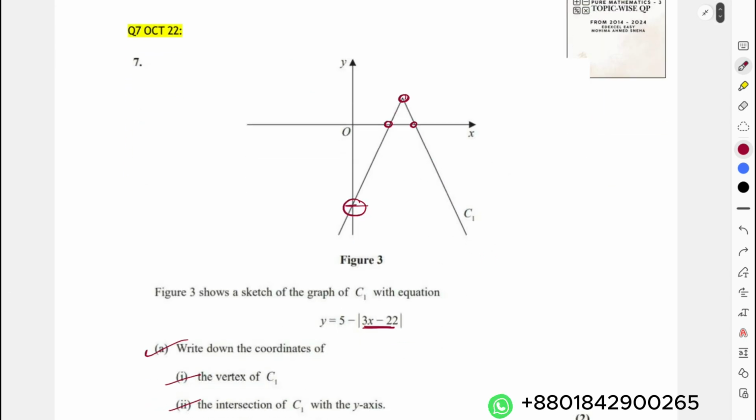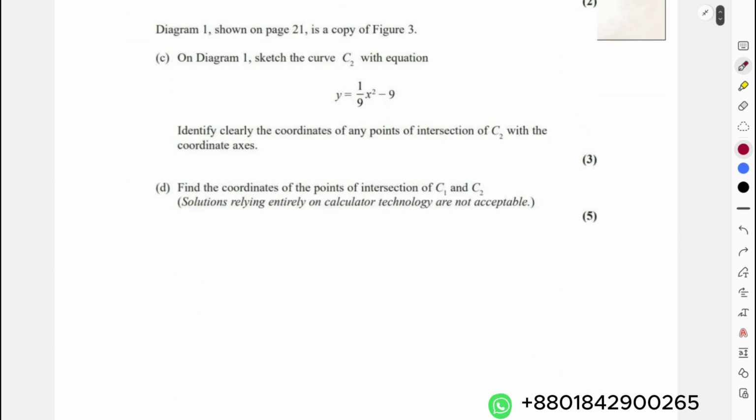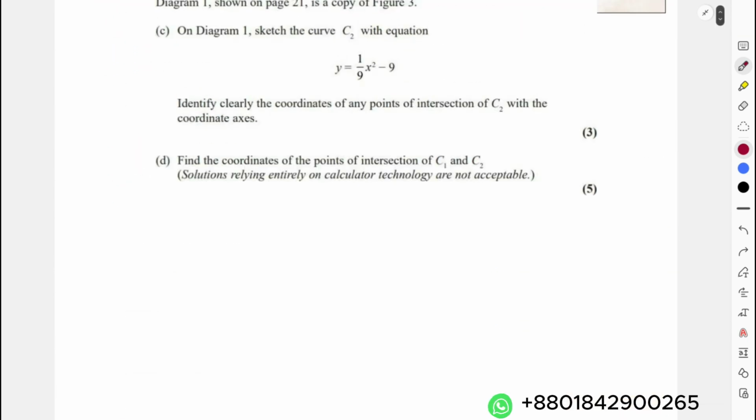But now in this case, as we are working with this value, I want to find out the x coordinate when this graph is going to intersect with the x-axis. I do not know if this absolute function, 3x minus 22, is actually a positive or a negative value. I don't have an idea of that. So I'm going to consider 3x minus 22 as positive, and again as negative.